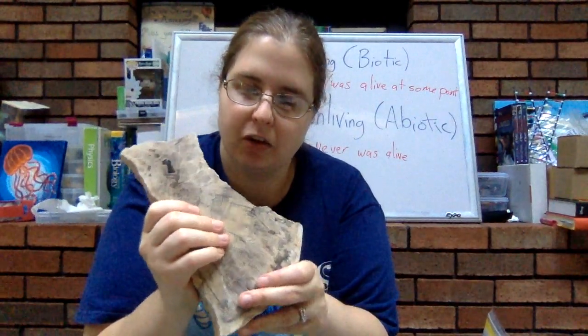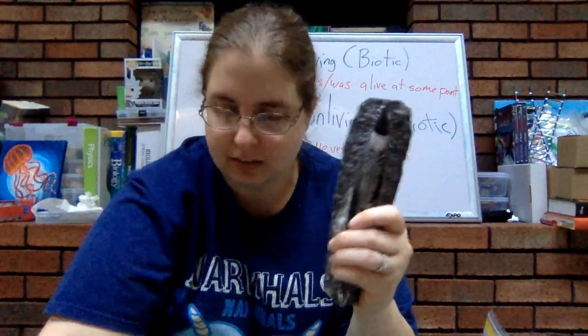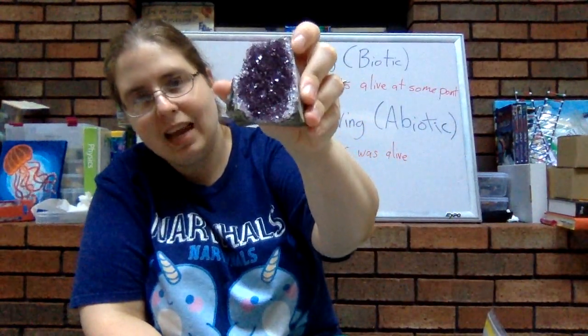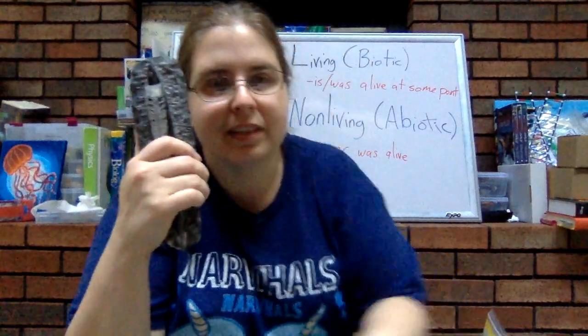This has no wood cells in it. This is all rock. Same with this. It's the mold, the model of a once living thing, but this itself is not living because it is made of rock. So if we can agree this amethyst is non-living, that means that this is non-living.